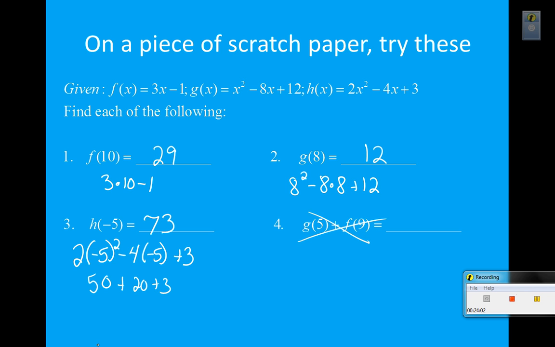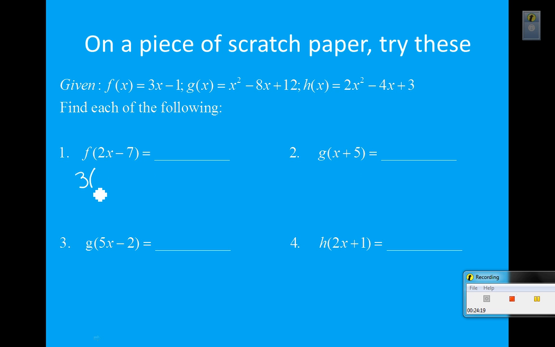I got just a few more. I got f of 2x minus 7. Here's what it's going to look like. Go hunt down the function of f, which is that very first one. Throw away the x and plug in parentheses 2x minus 7. So I got 3 times 2x minus 7, minus 1. When I distribute here, I got 6x minus 21 minus another one. Ending answer, 6x minus 22.